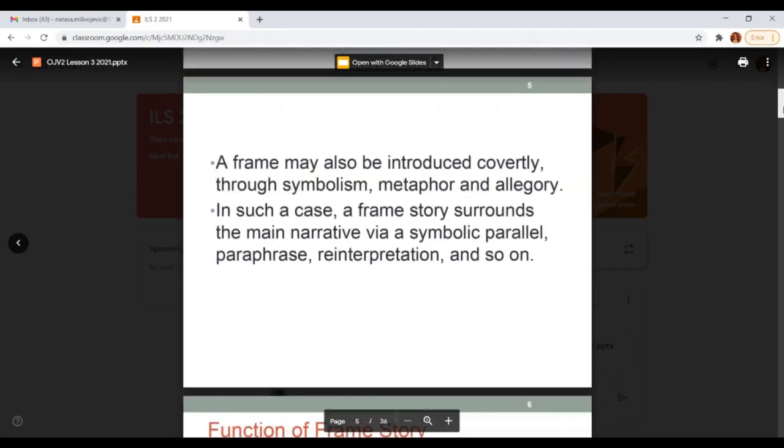It can also be introduced covertly through symbolism, metaphor, or even allegory. And I'm going to explain allegory today. But this case where a frame is introduced covertly, we had last week with The House of Asterion, where we had very strong symbolism underlining the monologue coming from the first person, and the story was told by the main character. But as we said, it can be interpreted on more than one level.